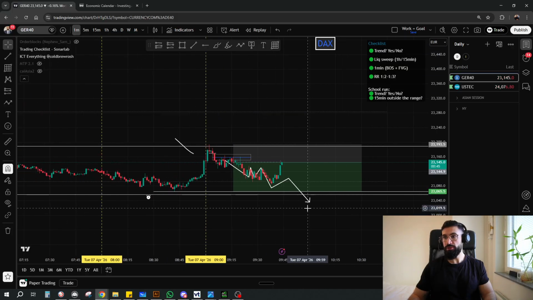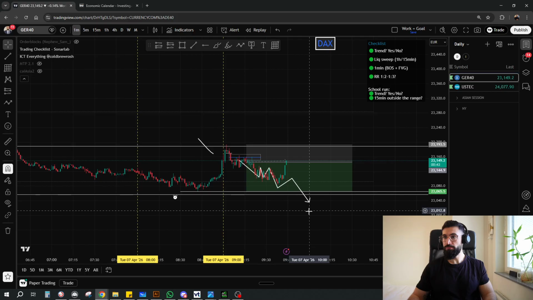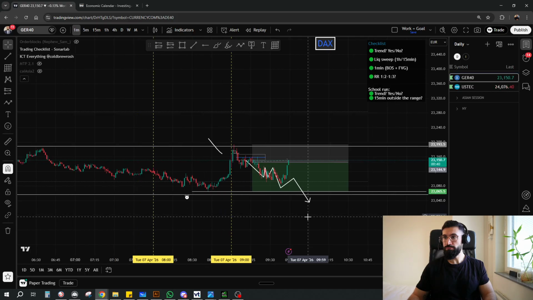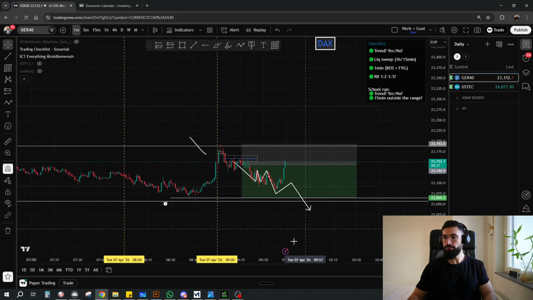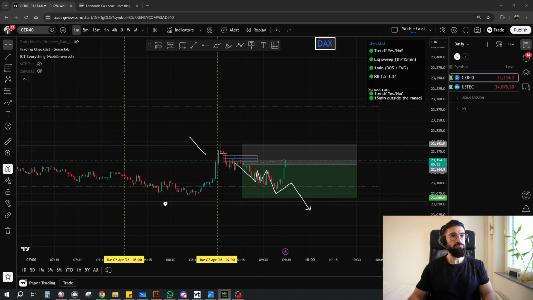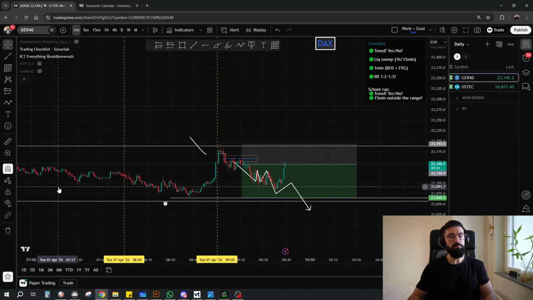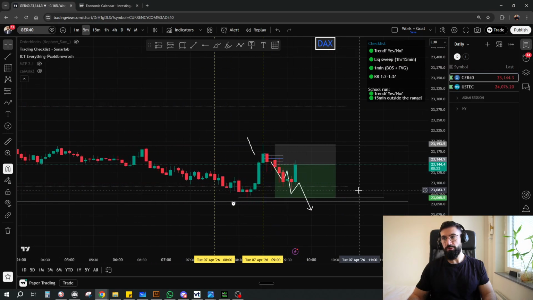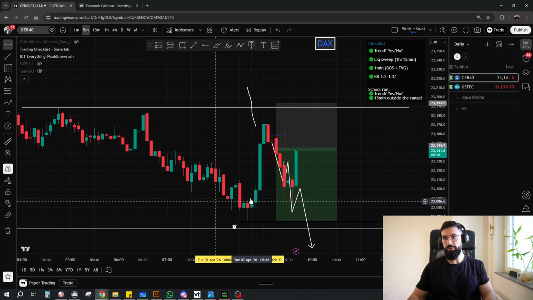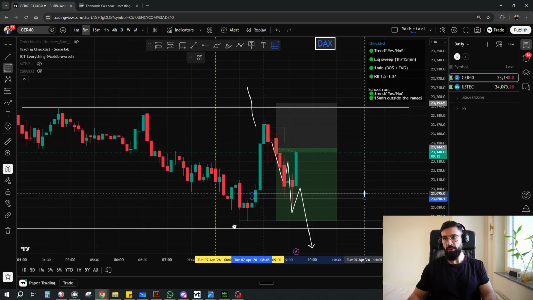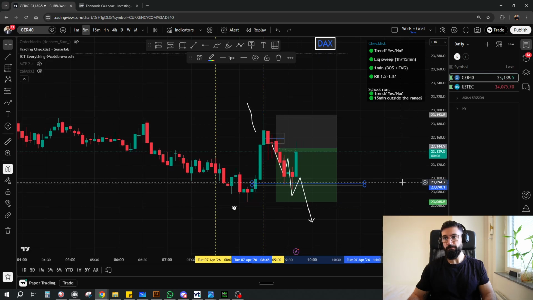All right, that was a hefty move. It reacted from this fair value gap. See that? There is a 5-minute fair value gap right here. It reacted to the upside on this fair value gap. It respected it 2 times, right?